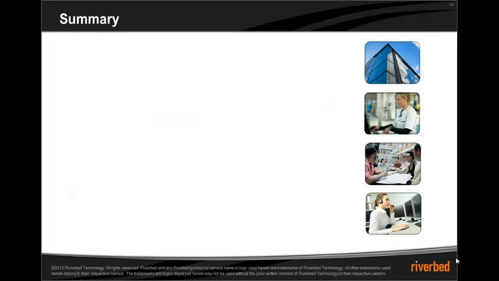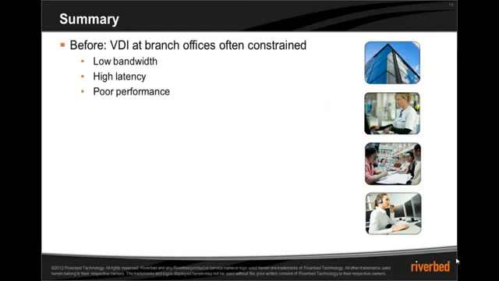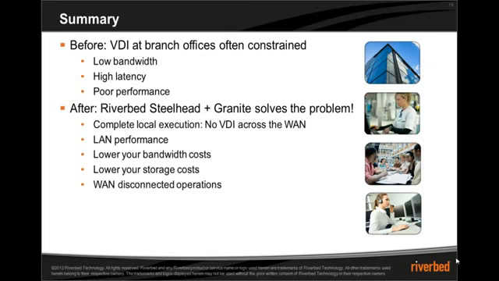Now in summary, in the before picture, VDI at branch offices was often constrained because of bandwidth, constrained because of latency, and just overall poor performance in the face of that. And in the after picture, by implementing Steelhead and Granite, we really help solve that problem. Execution is all local. We're not pulling the virtual desktop across the WAN any longer. That means it's local LAN performance. Bandwidth costs can go down. Storage costs, as we just looked at, can be much more manageable in the data center. We don't need to architect for as high a performance.